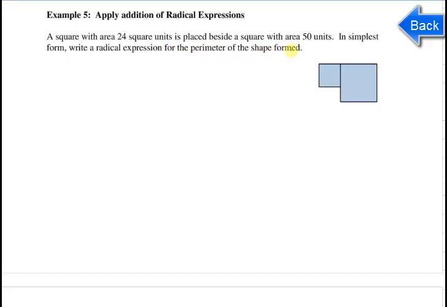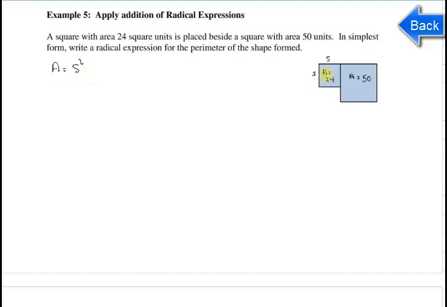Okay, so let's write what we know. We know that we have two squares that are side by side. The area of the first square, the smaller one, is 24, and the area of the larger one is 50. You also know that the formula for the area is the side, which we'll call s, squared.